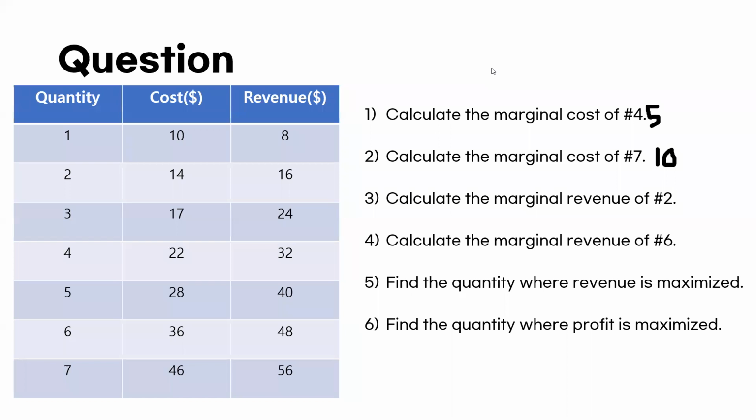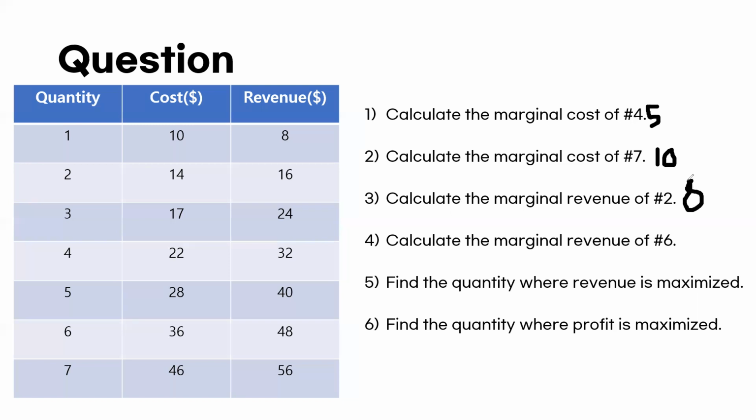Now, question 3 asks us to calculate the marginal revenue, or MR, of quantity 2. At the quantity of 1, the total revenue is $8, and at the quantity of 2, the total revenue is $16. Subtract 16 from 8. No, I'm sorry, subtract 8 from 16, and we find 8. Now, notice that the revenue increases equally by 8, since in most situations, the marginal revenue is equal to the price and therefore it will not change. In other words, it is fixed at 8.